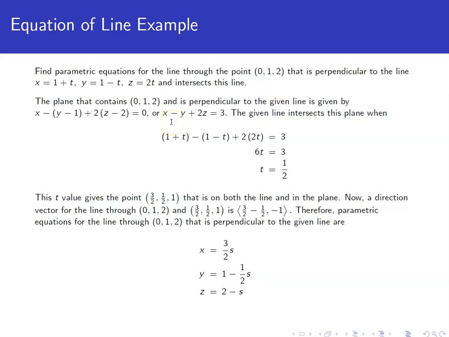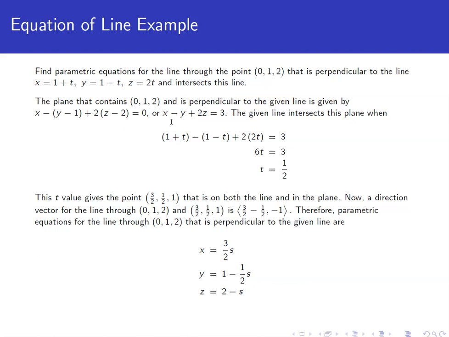In this video, we're going to look for parametric equations of a line through the point (0, 1, 2) that's perpendicular to the line x = 1 + t, y = 1 - t, and z = 2t, and it also has to intersect the line.